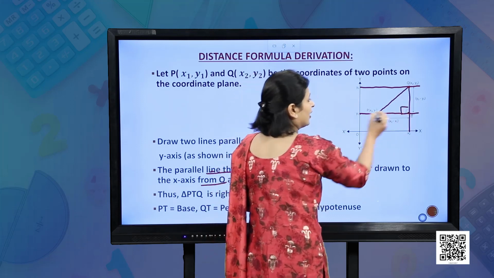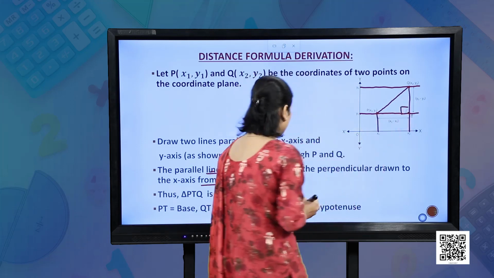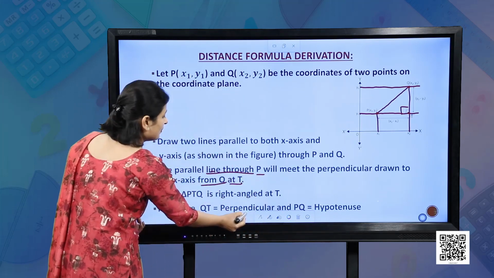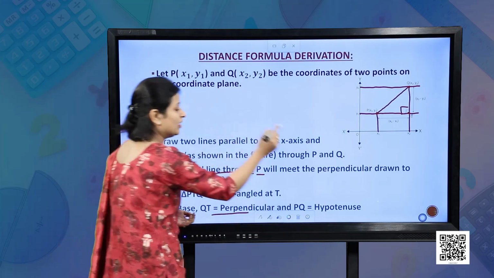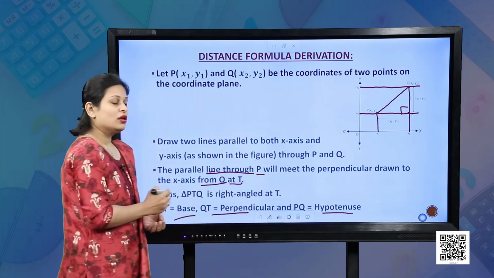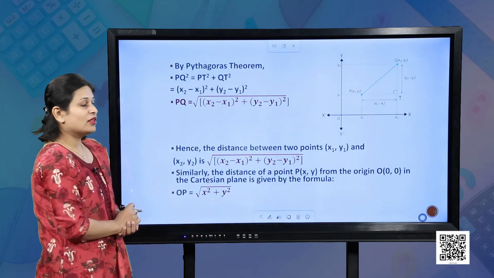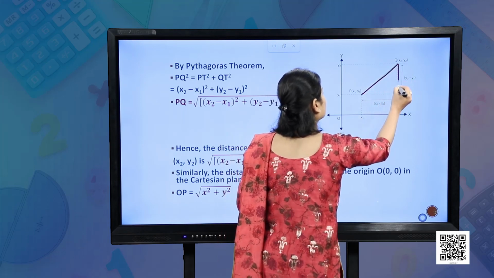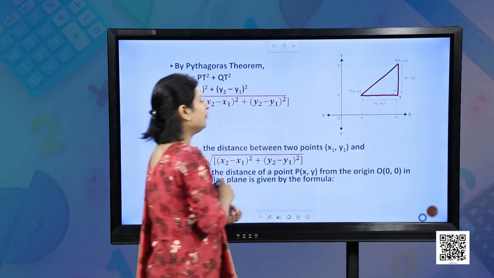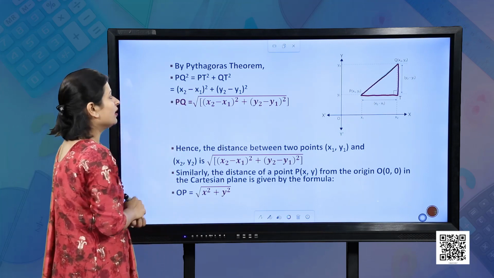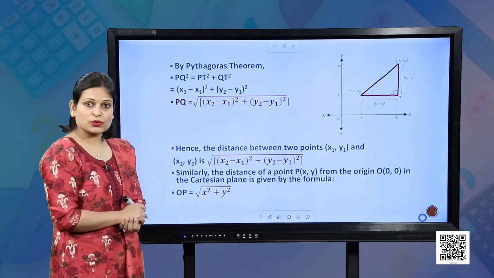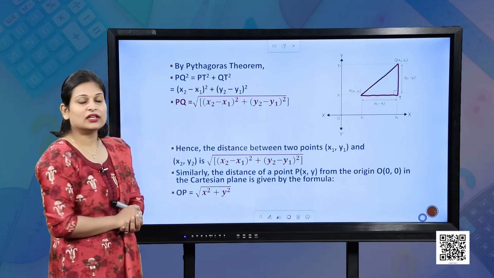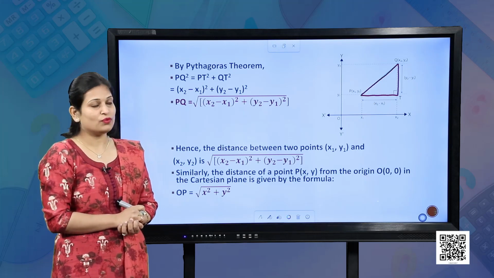So, in this right angle triangle, what is PT? PT is the base. What is QT? QT is the perpendicular, and what is PQ? PQ is the hypotenuse. Now, we have to simply apply Pythagoras theorem in this triangle. What will you get? PQ square is equal to PT square plus QT square. Now, you have to substitute the values of PT and QT in terms of x1 y1 and x2 y2.